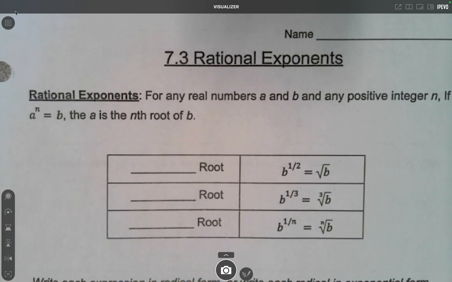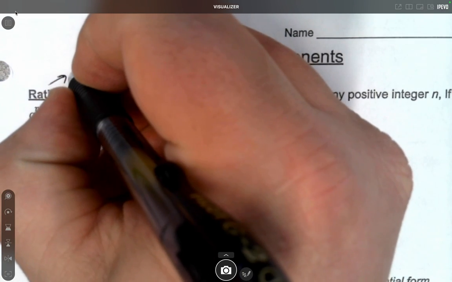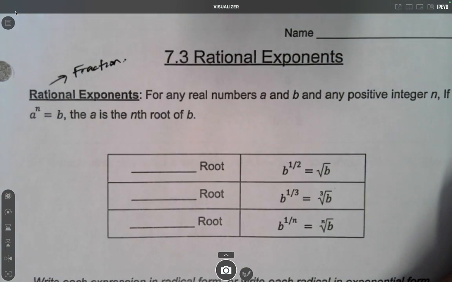So we've talked about exponents and their properties. Today we're going to talk about rational exponents. Just a reminder, rational essentially means a fraction. So rational exponents means sometimes exponents can be fractions.